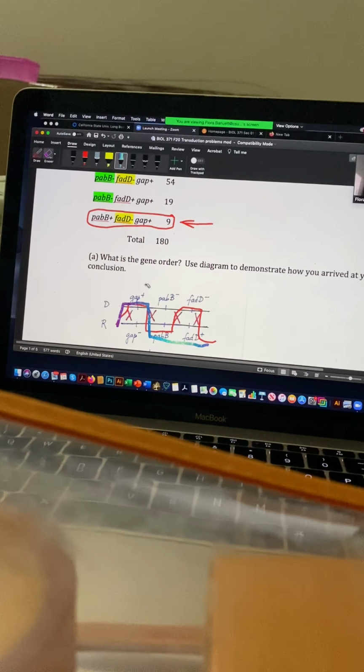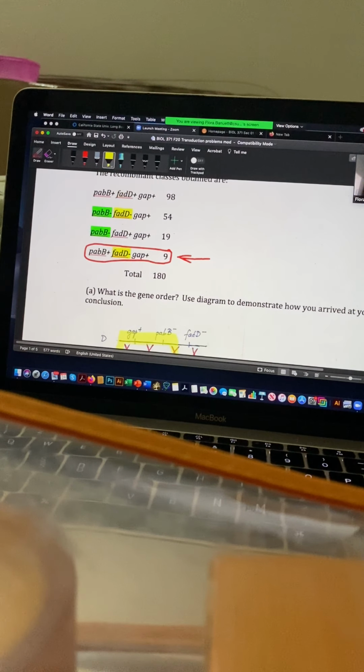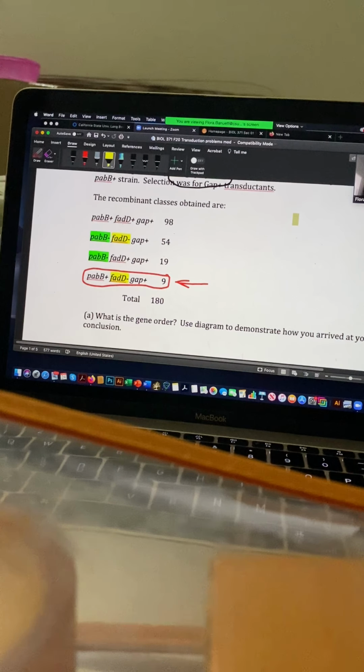And now, let me erase that. If I were to do another one, let's say we go this way, and then we cross over here, we will get GAP plus, PAP minus, FAT plus. So PAP minus is the one, so you will get this class here. Okay? This one.